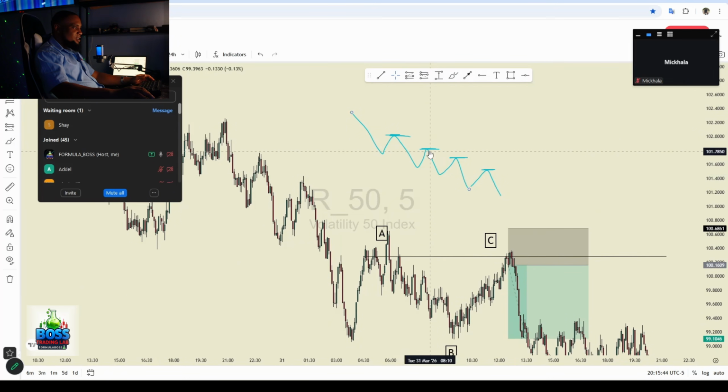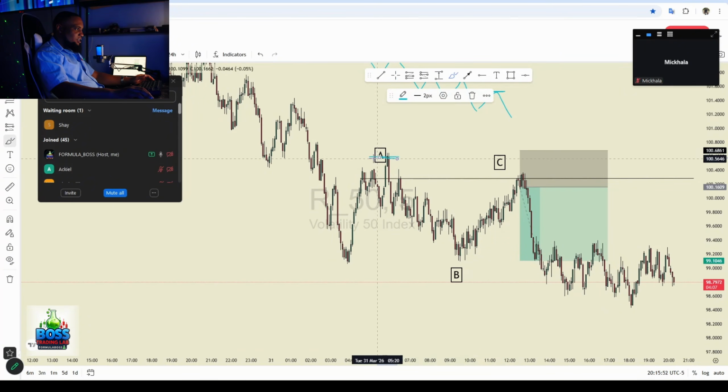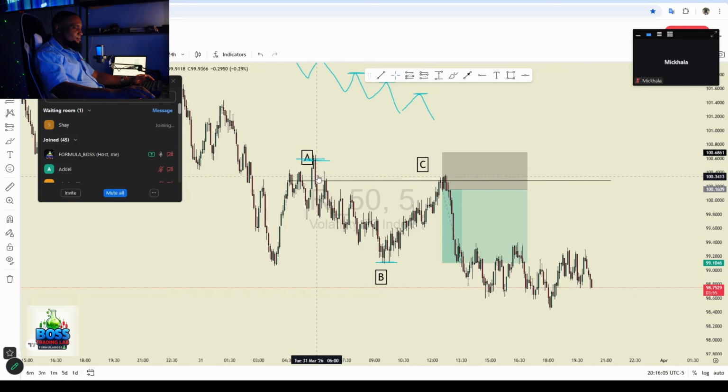A, B, C. Looking at this, this was the previous lower high point right here. Then the market made point B right here. Hope you guys are following. After seeing that, we are now looking to see the market pull back to give us point C.